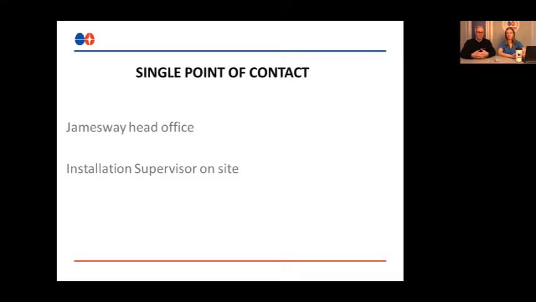So not only is Jamesway looking for a single point of contact out in the field, the customers also need a single point of contact here in the office. Those single points of contact help reduce unnecessary communication or contact points. We can attempt to filter or funnel information through one person here in the office. And that also can be applied to Jamesway's installation supervisor on site.